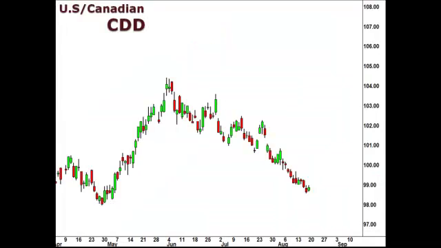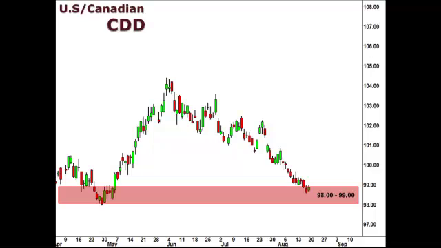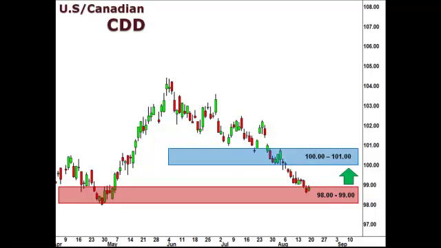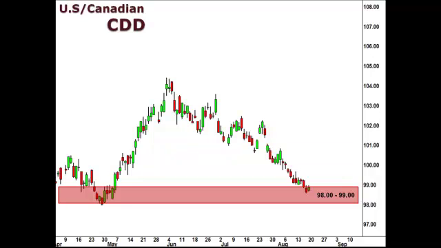Next up, the CDD, the US versus the Canadian dollar. Well, the CDD continues to trend lower but sits at a strong support level within this 98-99 focal zone. We expect the bounce to test 100-101 for resistance. However, the path of least resistance remains to the downside.